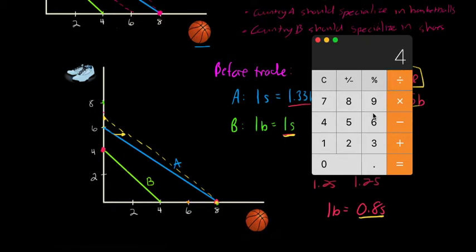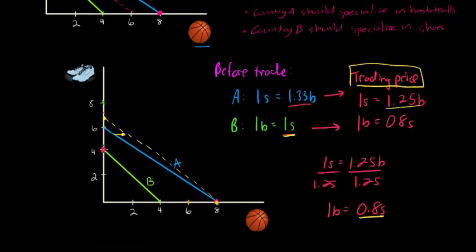So I could divide this by 0.8 to get the new trading possibilities level for country B, and that is 5 basketballs. So we can go down here and draw a new dotted line using my trading price. And this means that country B can now consume up to 5 basketballs, and country A can consume up to 6.4 pairs of shoes.